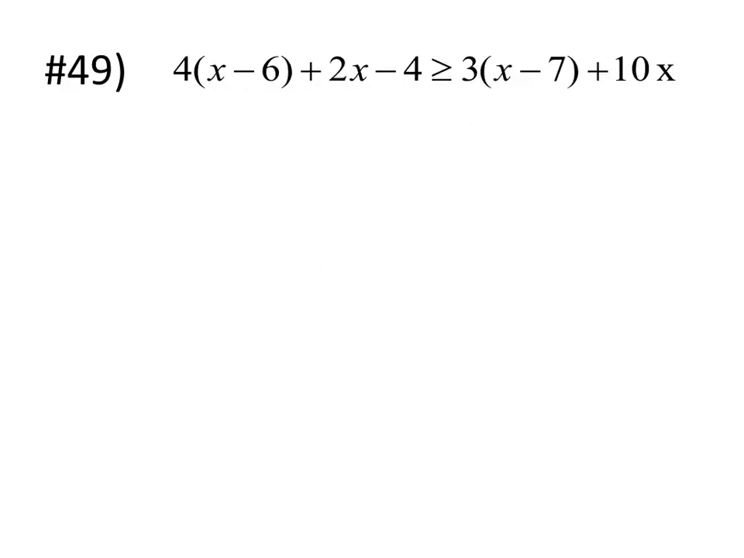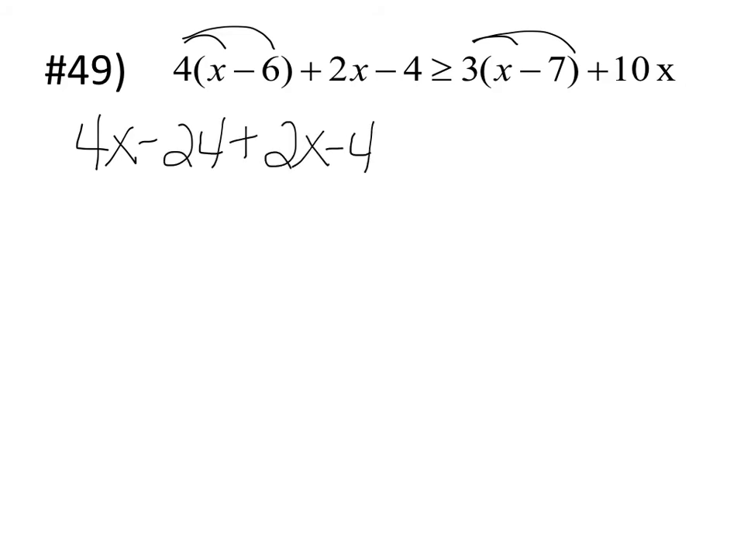Ooh, this one looks fun. Okay, first thing we're going to do is distribute here. We have 4x minus 24 plus 2x minus 4 is greater than or equal to 3x minus 21 plus 10x. After we distribute, we're going to combine like terms.